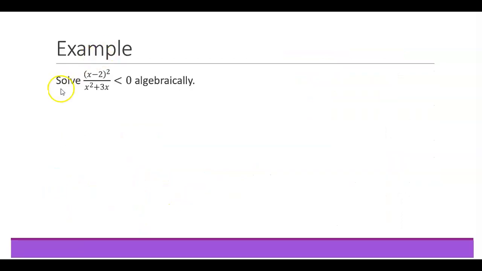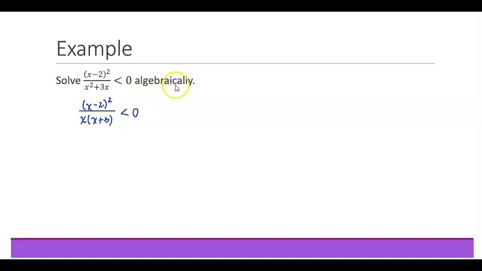In this next example, we're going to solve a rational inequality algebraically. So we have the quantity x minus 2 squared over x squared plus 3x. And the first thing that we're going to want to do is make sure the numerator and denominator are both factored completely. So the numerator is x minus 2 squared. The denominator, I'm going to factor out an x, and I'm left with the quantity x plus 3. So I want to know, where is that less than 0?